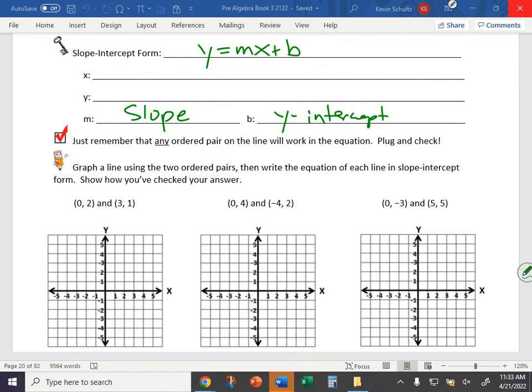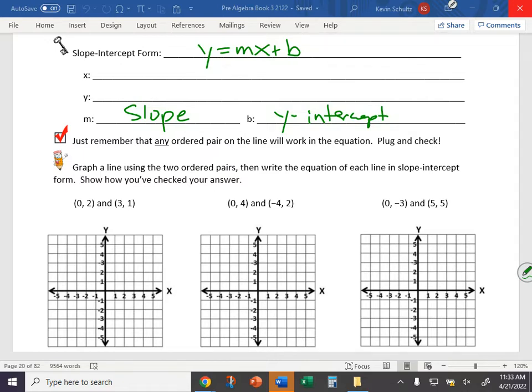The y-intercept, where that line is going to be crossing the y-axis. Okay? And so in 54, when you're given the equation, you looked at the value for b, you plotted it on the y-axis, you looked at the value for m, you moved to get that second point, and you connected the dots. Okay? Today we'll be doing the opposite.